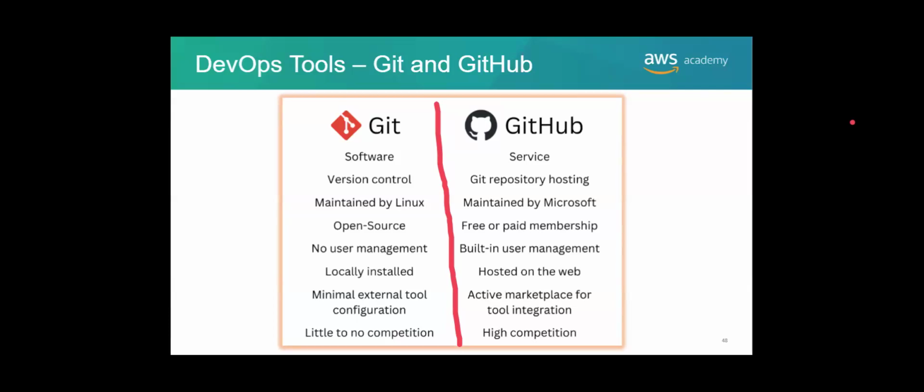Next, installing locally. First, we have to download Git and install it in your system. Next, minimal extension tool configuration. Minimal extension tool means other tools I want to integrate will have only minimal access. But GitHub has an active marketplace for tool integration. That means I can integrate GitHub with Jenkins, or other tools like Bitbucket, also AWS and CI/CD pipelines. Git has little to no competition. GitHub has high competition.